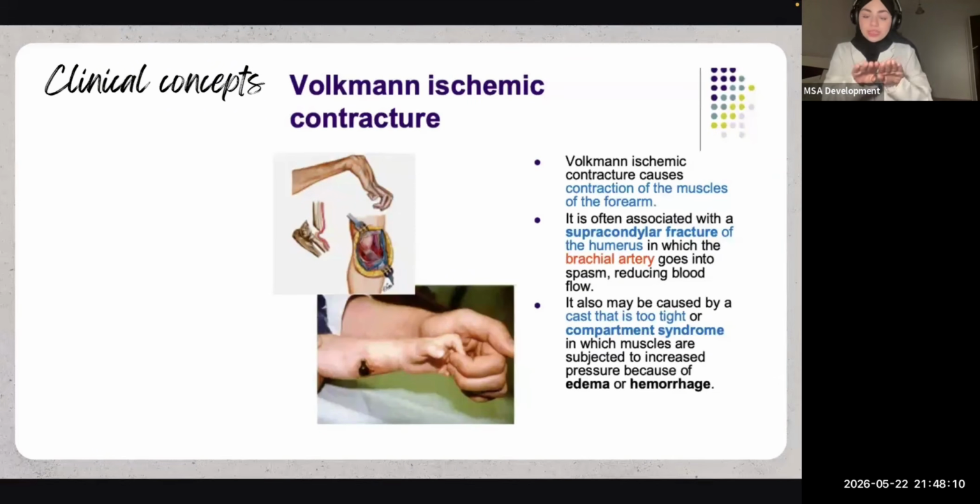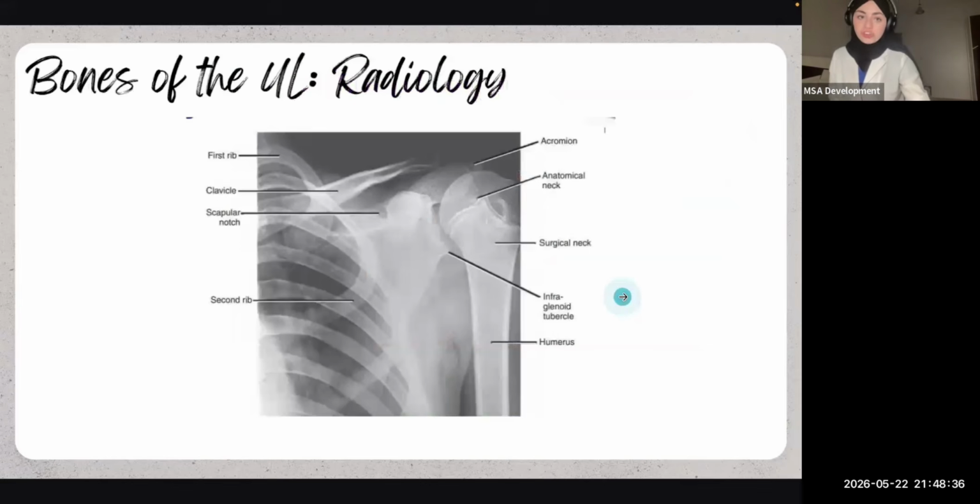This means that since the fascia of the arm is already tight enough, and now I put on top of it something even tighter, the important vital structures such as nerves and arteries are going to be compressed. Now, if you compress an artery, what will happen? You stop the blood flow, which means that, again, I'll get ischemia to the forearm muscles. They're going to contract because of the ischemia, and I'm going to have Volkmann's ischemic contracture. That's pretty much it. For the bones of the upper limb, we're going to look at them radiologically.